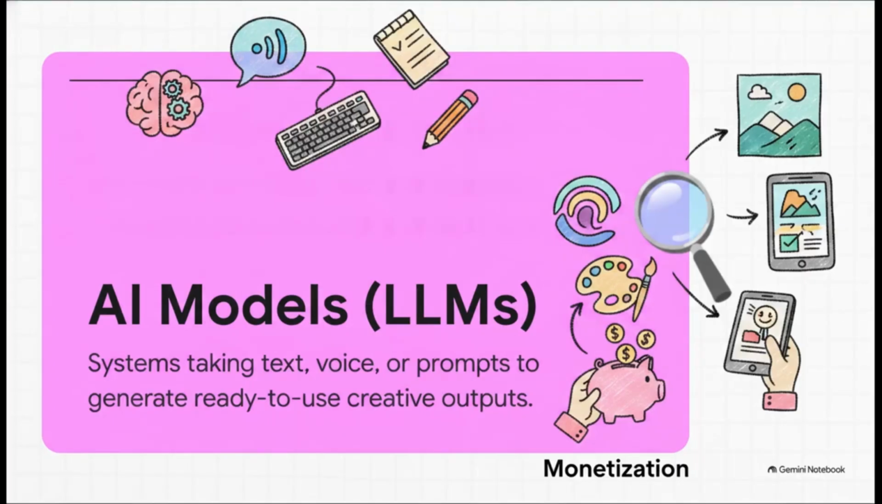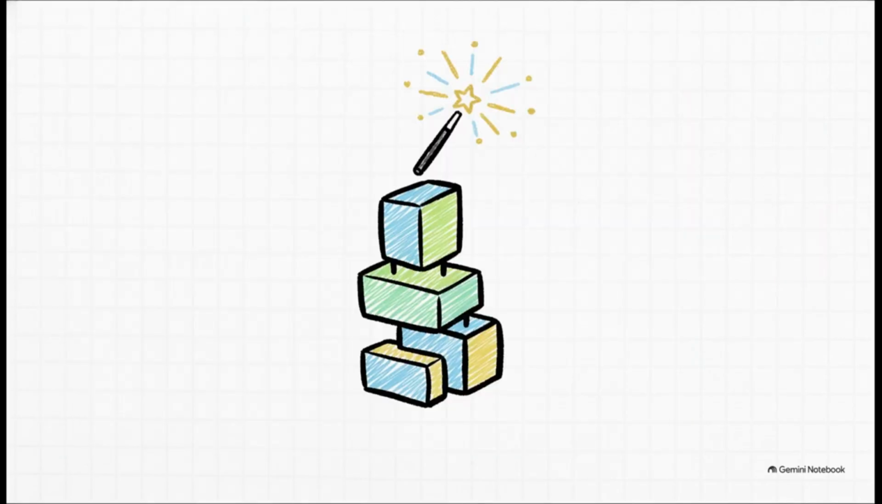Okay, so before you can build the house, you got to know your tools, right? In the context of graphic design, AI models, and particularly large language models, or LLMs, are essentially your new creative engines. As our source points out, these are systems where you just input a text prompt, maybe a voice note or some basic instructions, and boom, they spit out ready-to-use creative assets. You really don't need to be a traditional graphic designer manually drawing vectors anymore. Instead, it's kind of like you become an art director, guiding the AI to produce the exact assets you need for your content strategy.